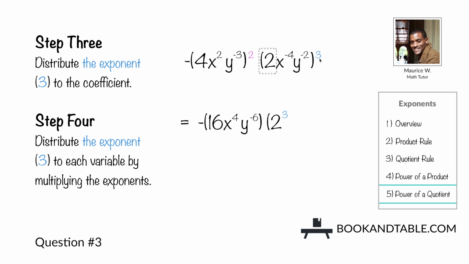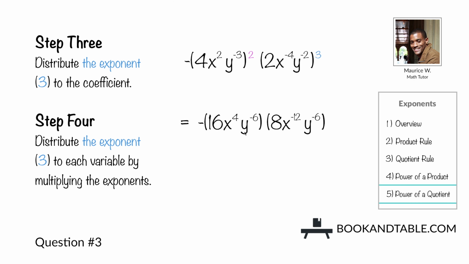So step 3, distribute the exponent 3 to the coefficient 2. 2 cubed gives us 8. Step 4, distribute the exponent 3 to each variable by multiplying the exponents. X to a power of negative 4 to a power of 3 is equal to x to a power of negative 4 times 3, which is x to the negative 12. And then y to a power of negative 2 to a power of 3 is equal to y to a power of negative 2 times 3, which is y to the negative 6.